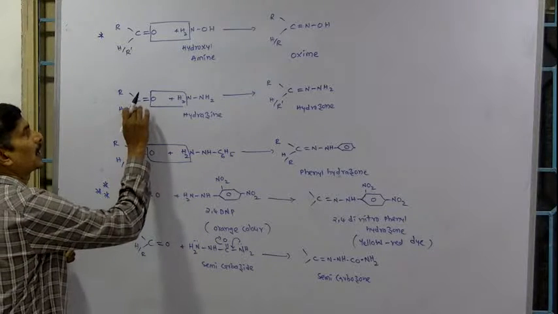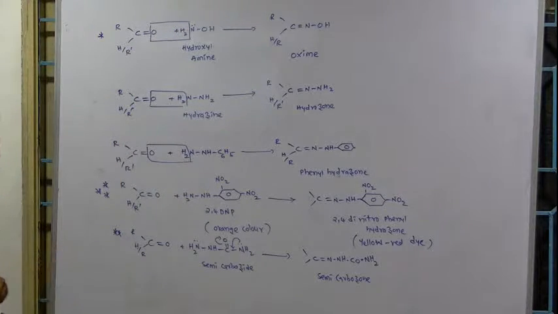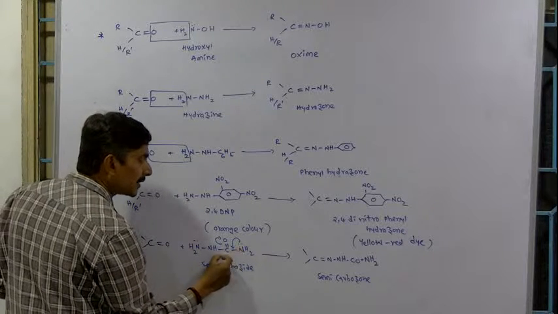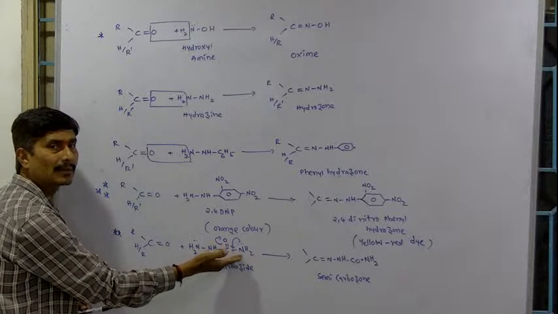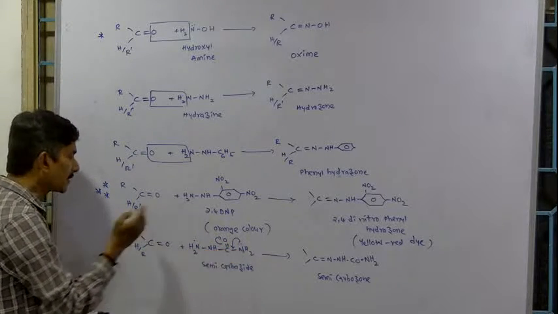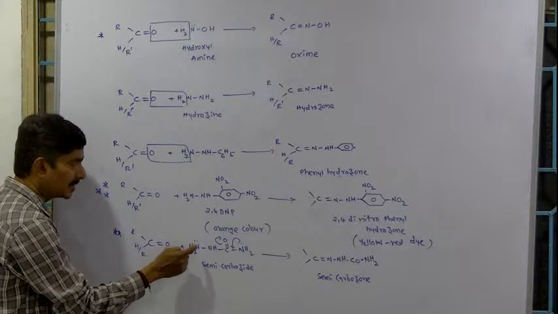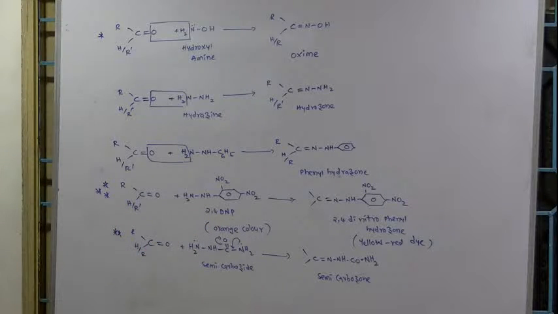To attack the carbonyl carbon, which has a positive charge, the lone pair electrons of the nitrogen must be available. But in semicarbazide, the lone pair electrons of the amide functional group are in resonance. That means no electrons are available on this nitrogen to react with the carbonyl carbon. So the lone pair of the other nitrogen atom can be involved, and semicarbazide is converted into semicarbazone.